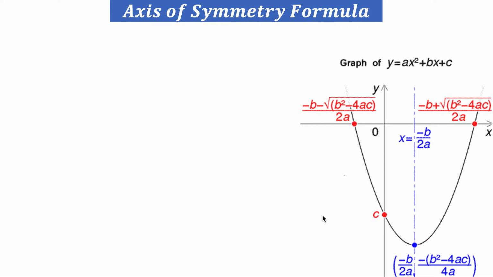Axis of symmetry formula. This is a graph or parabola of a quadratic equation. In general form, let's say we have y is equal to ax squared plus bx plus c. So the roots or zeros of this function are x1 and x2. So let me write this here.